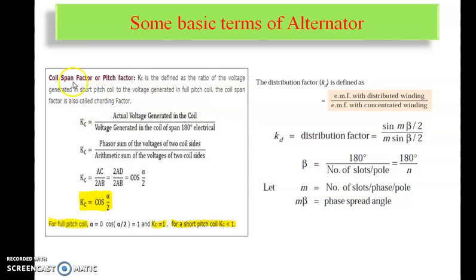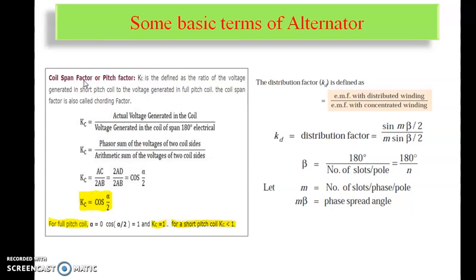So here we are again taking the coil span factor or pitch factor. Generally the coil span factor or pitch factor is denoted by Kc. Okay, Kc is nothing but the coil span factor, or particularly the pitch factor. Kc is defined as the ratio of the voltage generated in a short pitch coil to the voltage generated in the full pitch coil. The coil span factor is also called the coiling factor. That means it is nothing but a ratio. So this Kc is the coil span factor or pitch factor.